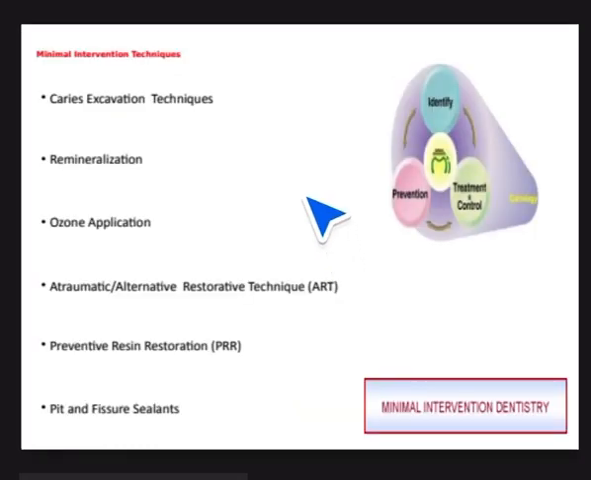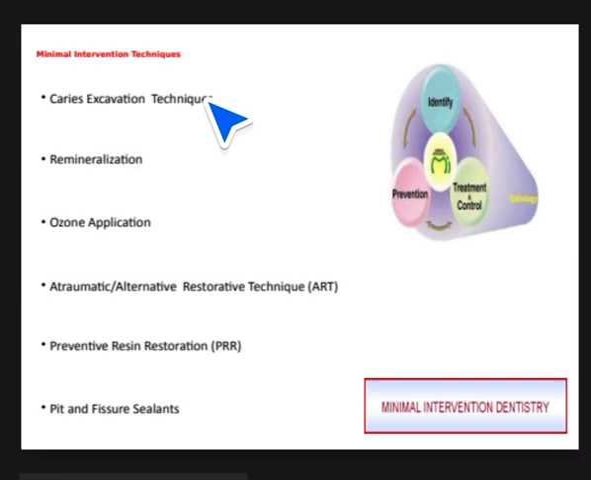Now I'll teach you some techniques which you should use in the clinics for minimal intervention dentistry. I'll teach you some caries excavation techniques. I will teach you remineralization techniques. I'll teach you how we use ozone. I'll tell you something about ART. It's a practical later. I will tell you something about preventive restorations, and I'll give you some idea about pit and fissure sealants. These are all minimal intervention dentistry techniques. So let us see some of the techniques.